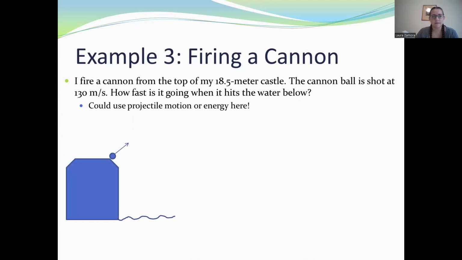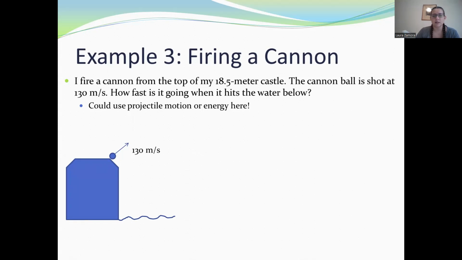So here's our picture, right? My block-like castle. And here's our cannonball. It's being shot out and it is going to hit the water below. So we know it's being shot at 130 meters per second. We don't know what angle it's being shot at. So that's kind of tricky.